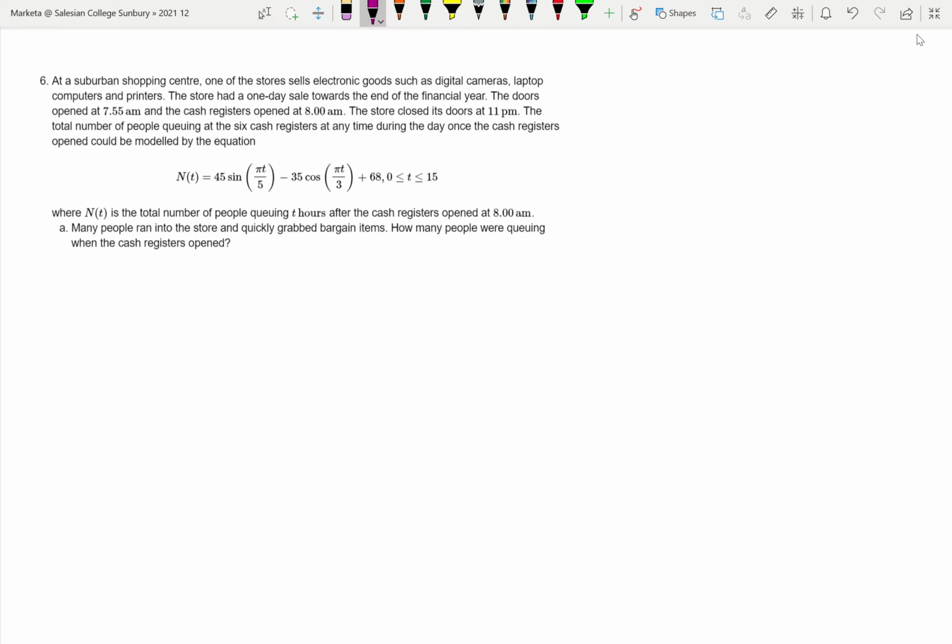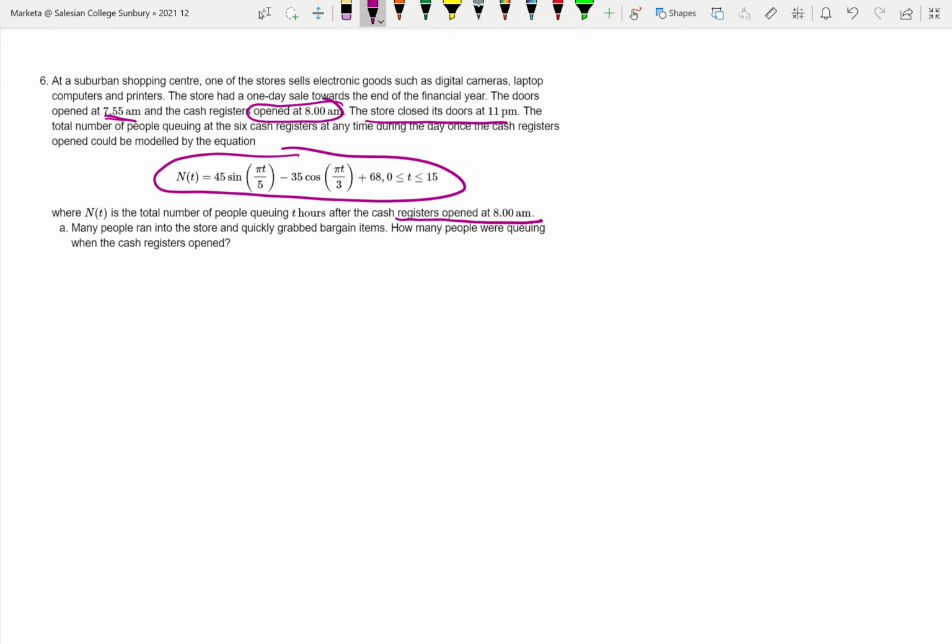The doors open at 7:55 a.m. and the cash registers open at 8 a.m. It closes its doors at 11 p.m. Then it's got an equation here which represents the total number of people queuing at the 6 cash registers at any time during the day. Where n of t is the total number of people queuing and t is the hours after the cash registers open at 8 a.m. So that's important, that you know it's after 8 a.m.